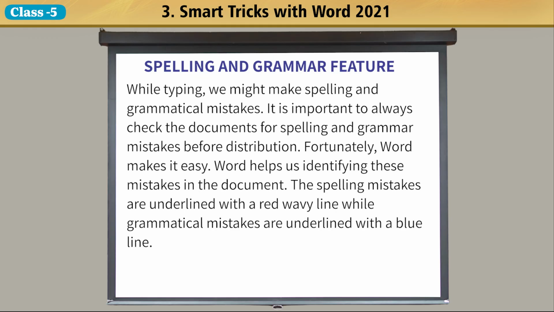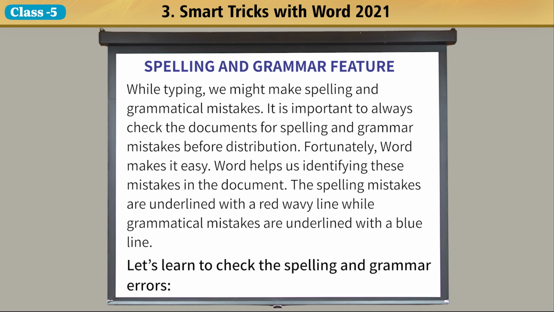Spelling and grammar feature. While typing, we might make spelling and grammatical mistakes. It is important to always check the documents for spelling and grammar mistakes before distribution. Fortunately, Word makes it easy. Word helps us identify these mistakes in the document. The spelling mistakes are underlined with a red wavy line, while grammatical mistakes are underlined with a blue line.